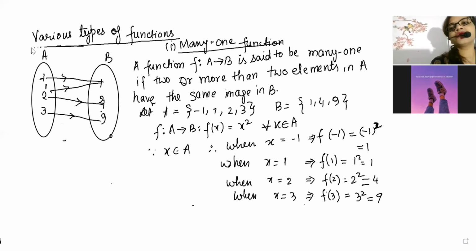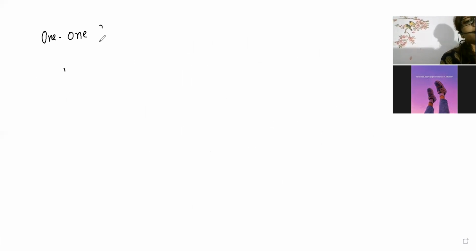Now let's go for the next one. The next one is one-one or injective function. Believe me, from here the most important part I'm starting. So here we are going to write one-one. What is the other name of one-one? One-one function is also called injection. IN.